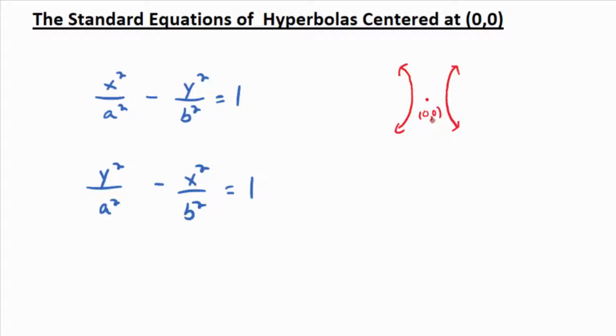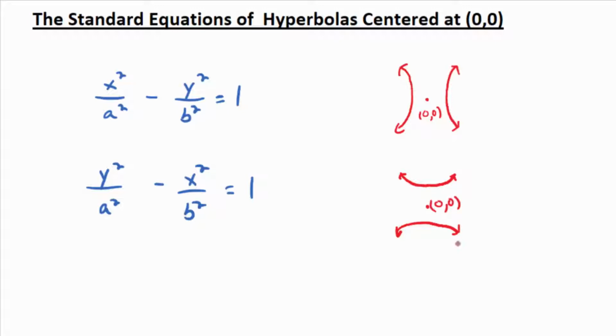If the term involving y squared comes first, then you're going to get a branch that opens up, and one branch that looks like the reflection of the first branch that opens down. They do look like parabolas, but they're not parabolas. The center would be right here in this case, 0, 0.